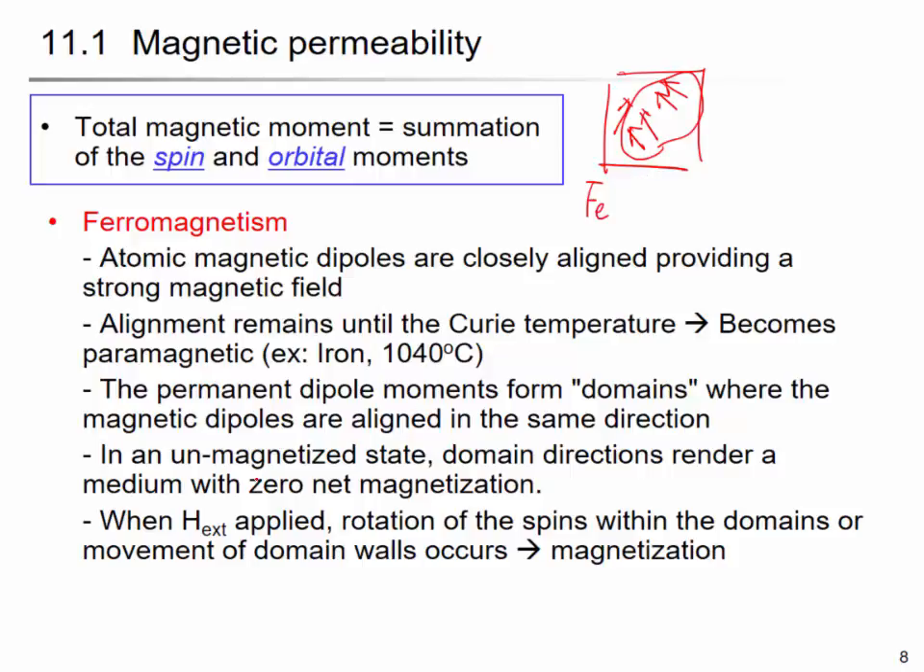But in the unmagnetized state, the domain directions render a medium with zero net magnetization because the dipoles are aligned randomly. When the external field H is applied, the rotation of the spins within the domains or the movement of the domains occurs, so then it becomes magnetized. So when you have unmagnetized iron and apply a strong magnetic field H, the domains align and it becomes magnetized. So it can also have a remnant magnetic dipole.